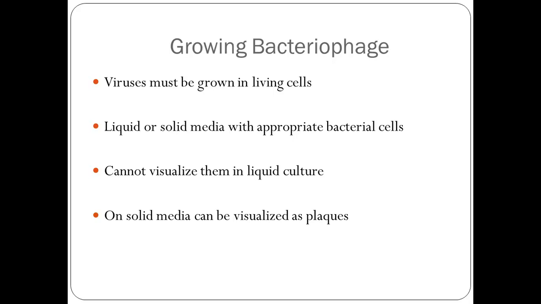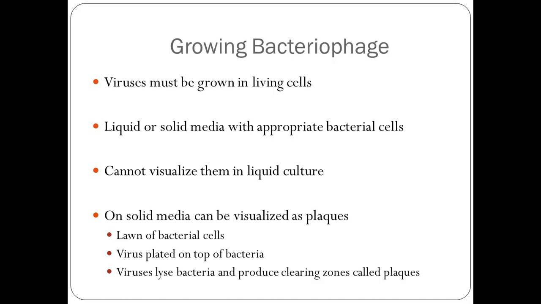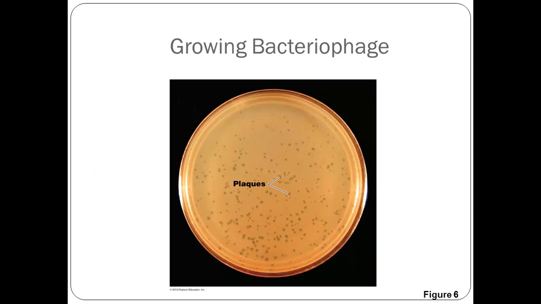Bacteriophages form plaques on a lawn of bacterial cells. So we make a lawn of bacterial cells. Then the virus is plated on top of that bacteria. The virus then lyses the bacteria, producing a clearance zone called plaques. What you can see here are those nice little holes that represent the plaques. Each one of these was a virus.